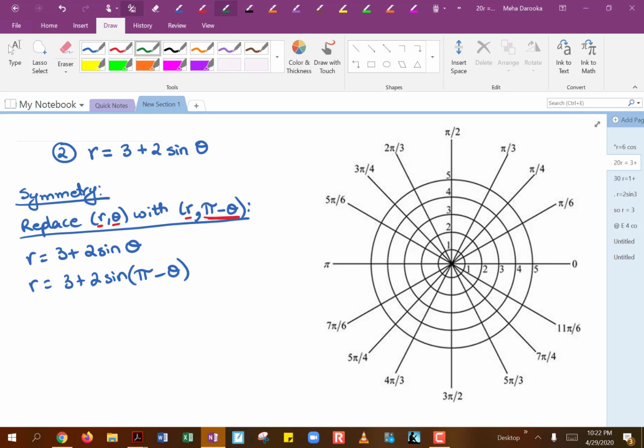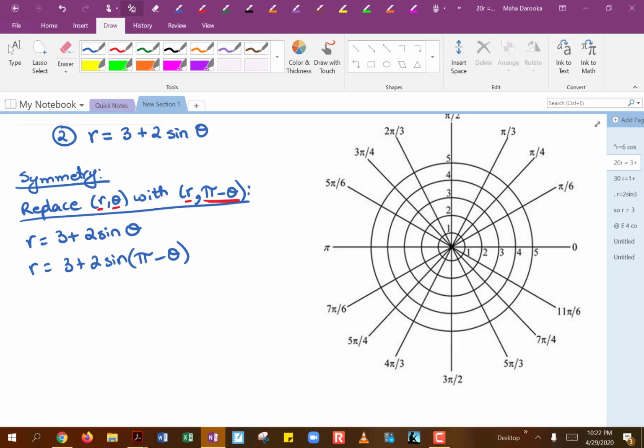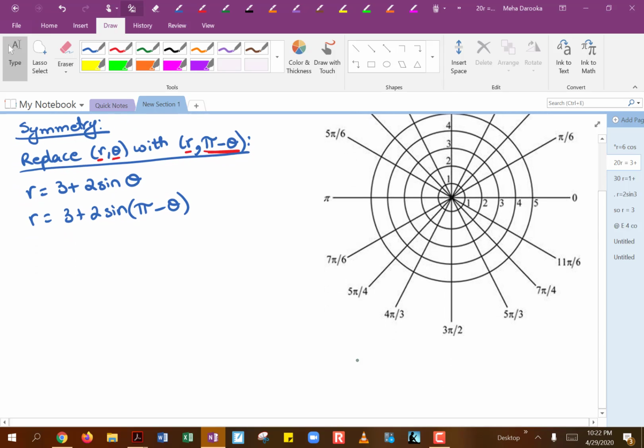Now for sine of pi minus theta, we are actually going to have to use the sum and difference formulas, which is what we had seen back in, I think it was chapter 2, section 2.4. I have written this down actually. So this was in section 2.4 where you will find your sum and difference formulas. So let me just go ahead and write that down.